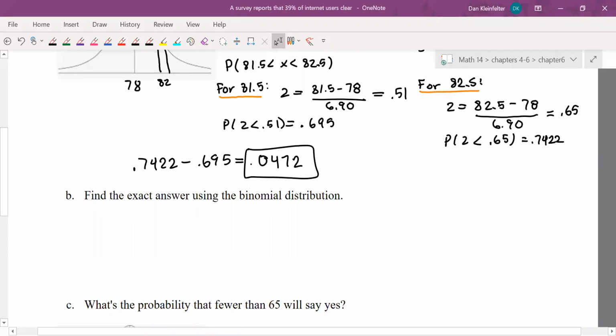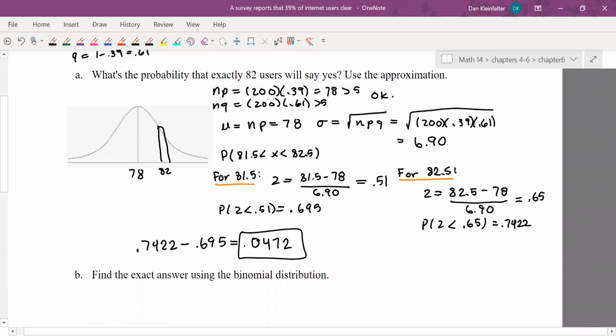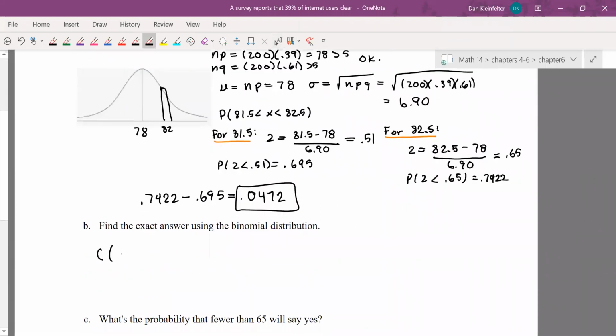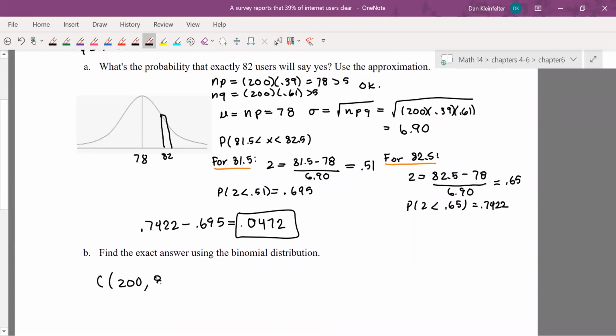Okay, now we're going to have the exact answer using the binomial distribution. Since we're looking at just a single value, this is going to be less work. Out of the 200 internet users, we're looking for the probability that exactly 82 will say yes. The probability of success was 0.39, and that's to occur 82 times. And then the failure was 0.61, and that has to occur 118 times.